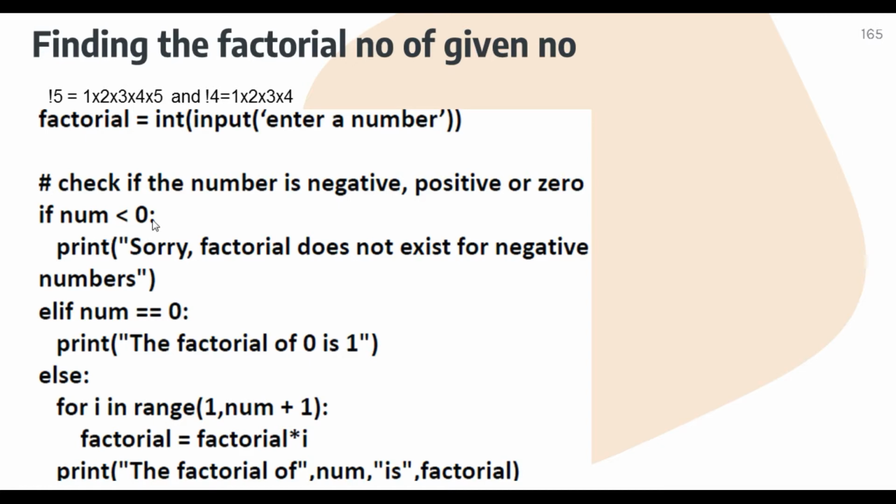Here you can see, if the number is lesser than 0, it will say sorry, factorial does not exist for negative numbers. Otherwise, elif num equals 0, it will say the factorial of 0 is definitely 1. And in the else part, we will solve the particular problem.